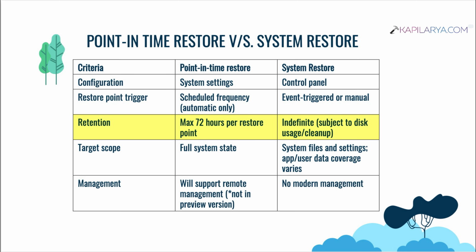The next criteria is retention. So the Point-in-Time Restore feature has a maximum of 72 hours per restore point, while in case of System Restore, the restore points can remain for an indefinite amount of time. They will only be affected if you perform a disk cleanup. The target scope. So in case of Point-in-Time Restore, the target scope is full system state, while in case of System Restore, the target scope is system files and settings, and app or user data coverage varies.